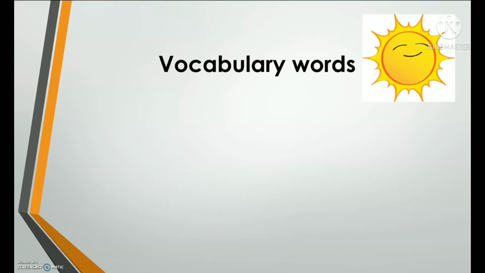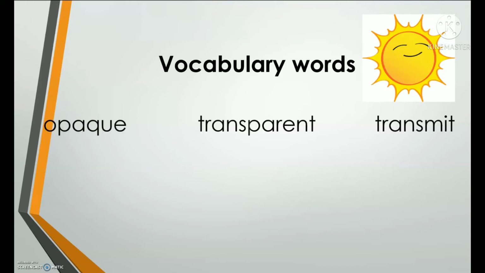Let's start our lesson for today by reading our vocabulary words. Listen carefully as I read each word on our first set of 8. Opaque, transparent, transmit. Now repeat after me. Opaque, transparent, transmit. Very good.